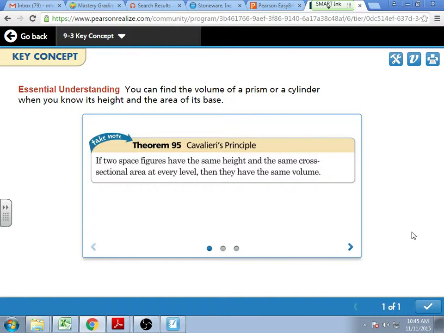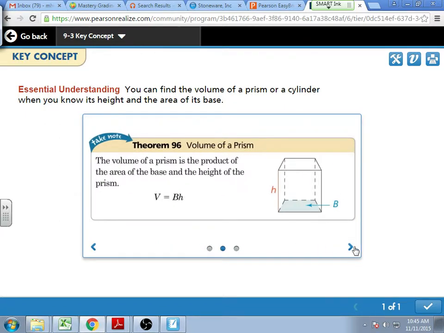So when we talk about cross sections, that's kind of what we're looking at: if you were to slice vertically through it, or horizontally, or sometimes we slice diagonally, which gets even more challenging. Volume of a prism, very simple formula.